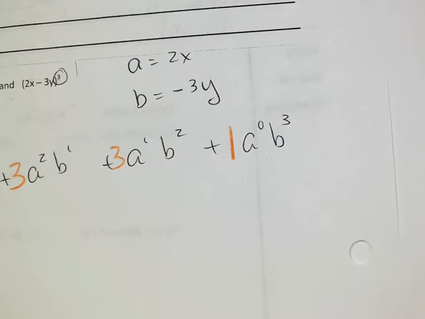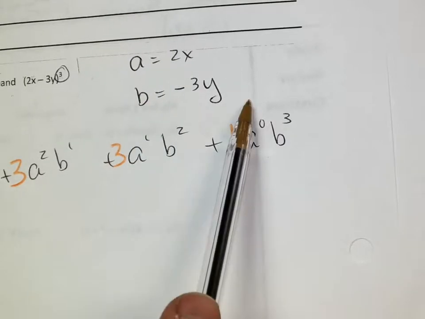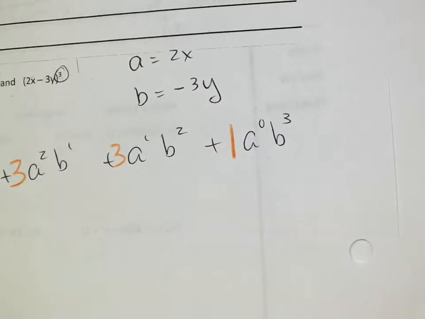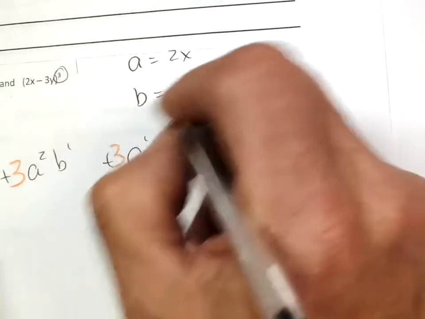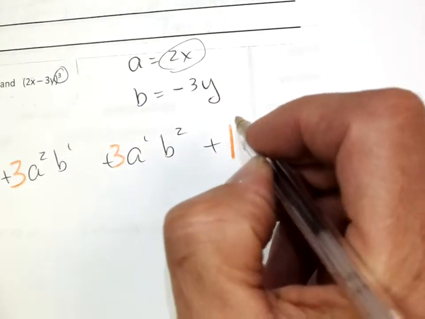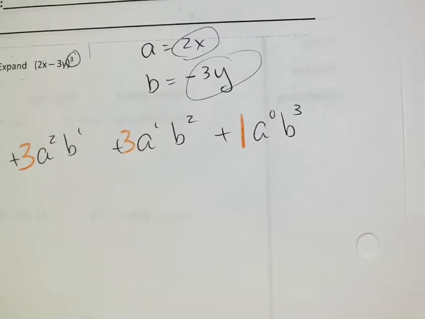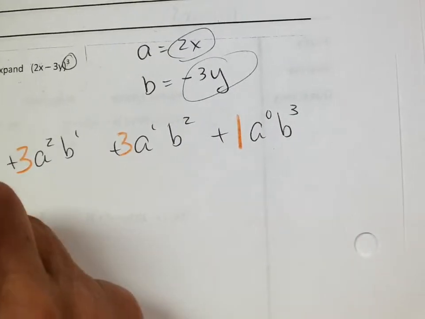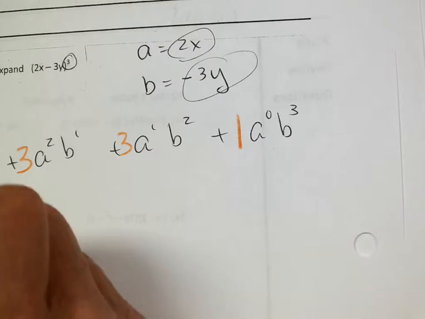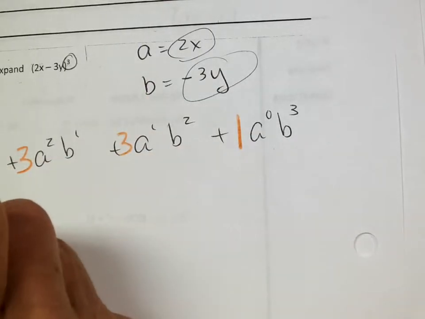In fact, the problem has to do with 2x and negative 3y, right? So let's substitute that back in. So instead of writing A, we're going to write 2x. Instead of writing B, let's write the negative 3y. So here's where it gets a little tedious. We have to be careful, okay? So I'm going to write 1, parentheses. I need to put the 2x right there, okay?